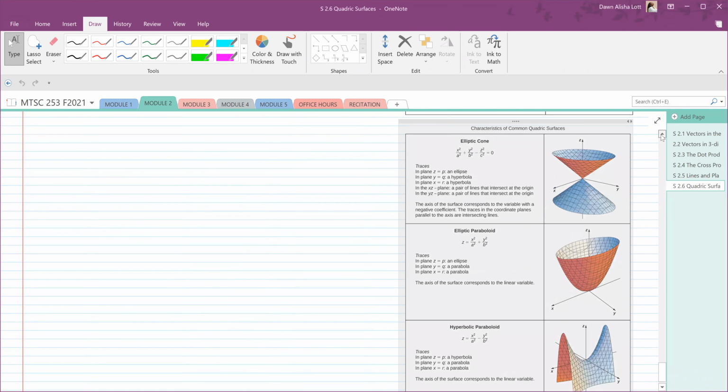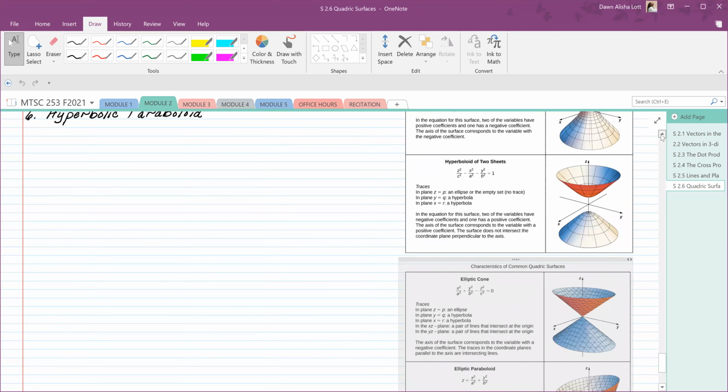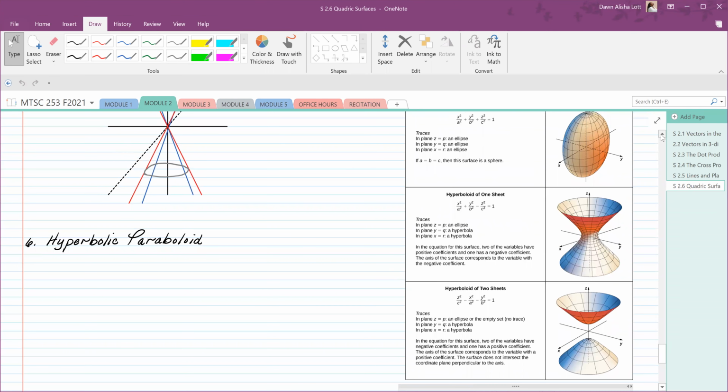All righty, we were just starting the hyperbolic paraboloid. As I said, this one is a bear to draw, so I got some help from your book.